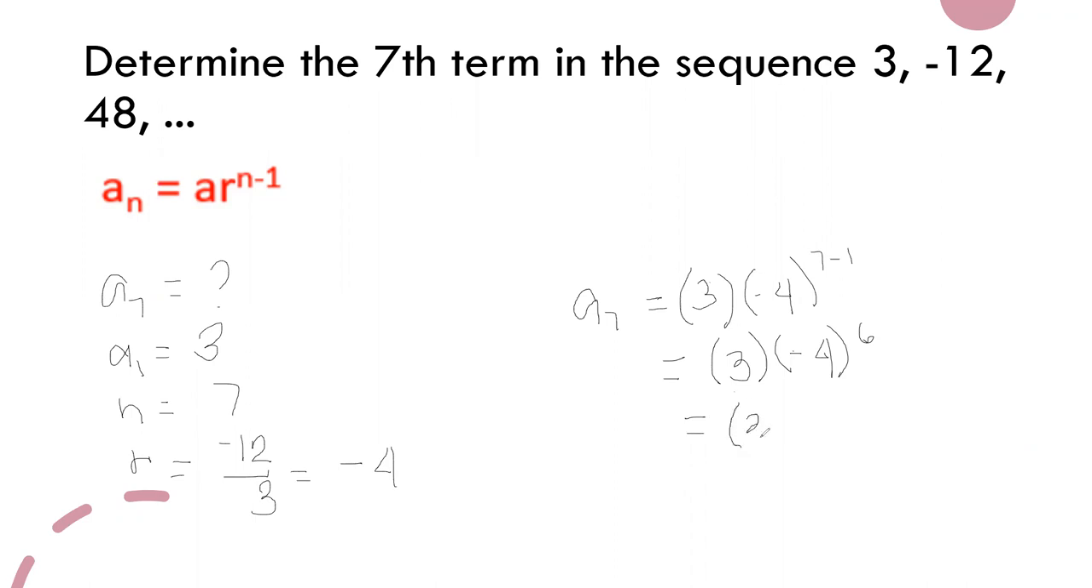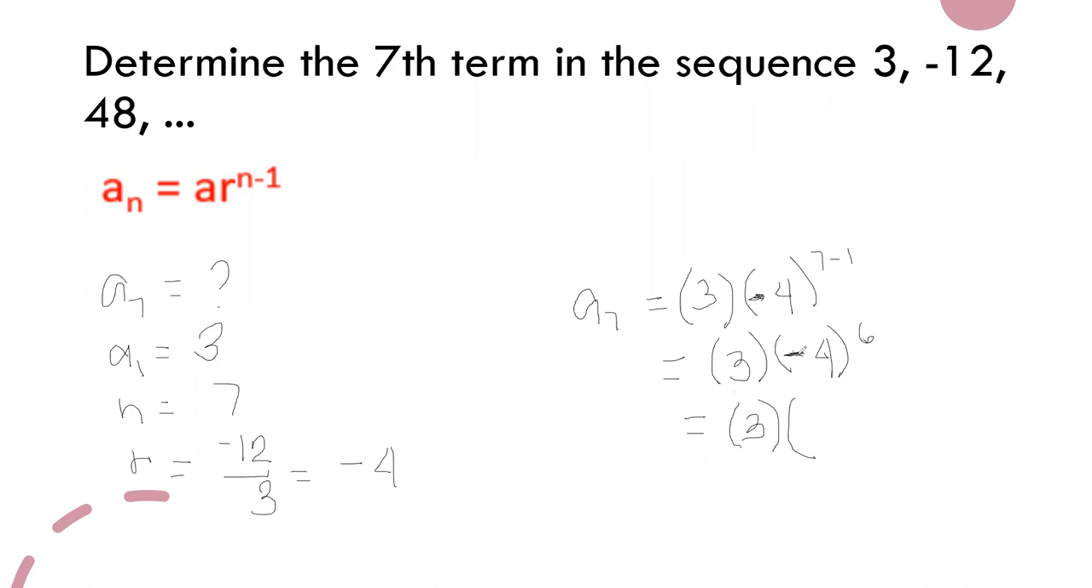Tandaan, kung mapansin ninyo, nasa loob ng parenthesis ang negative sign. Ibig sabihin, kasama siya sa 6 na beses ninyong imumultiply. So, ano ang 6 na negative? Negative times negative, negative times negative, negative times negative. Ano yung 6 na yon? Positive or negative? Positive, sir. That would be positive. Simple lang naman yun.